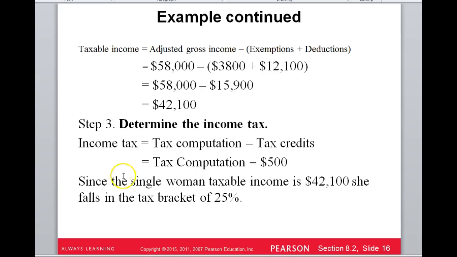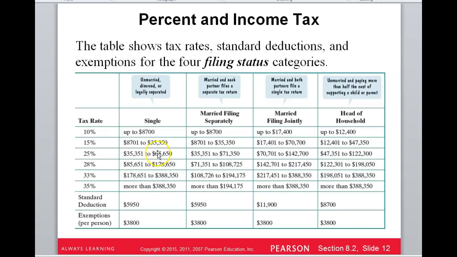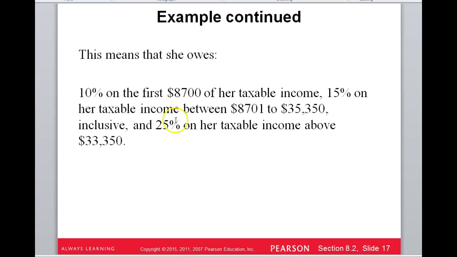So where are we going to get this tax computation? Well, because this taxable income is $42,100, going back to this table, that means she's going to fall into this 25% tax bracket. But we have to build our way up to it. We're not just going to take the $42,000 and multiply by 25%. We've got to make it up by this table, how this table goes up a little bit at a time. So what we have to do is break it down into the three categories that she falls into.